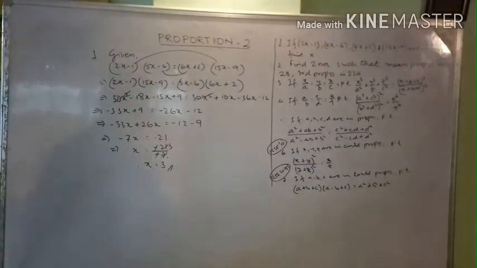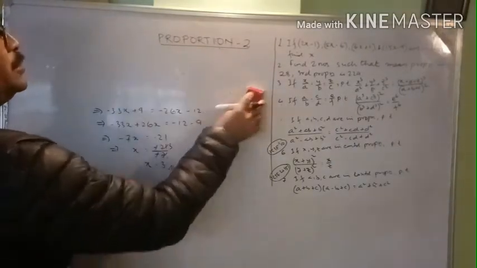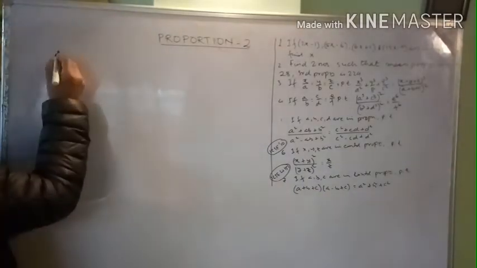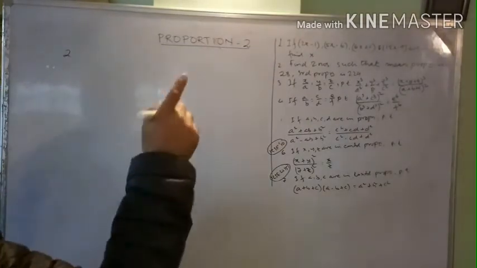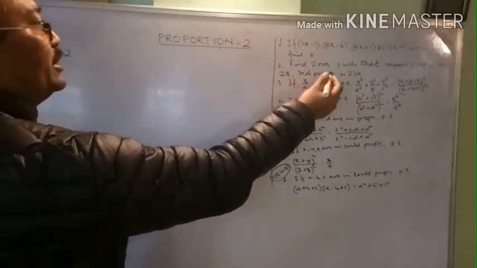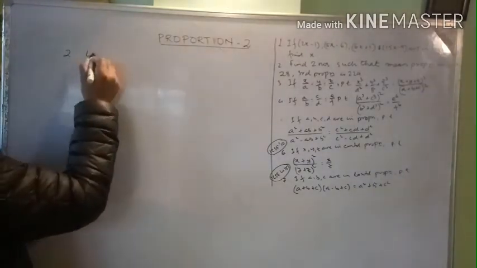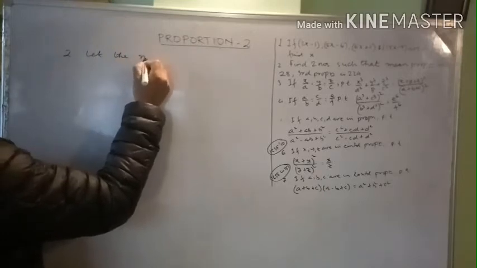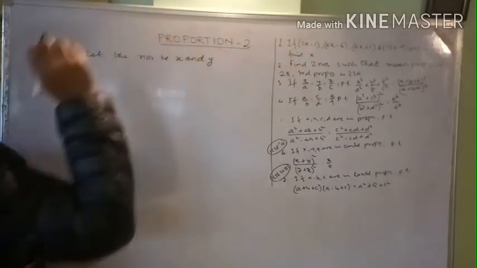Now another type we take, that is question number 2. Find two numbers such that the mean proportional between them is 28 and the third proportional between them is 224. We have to find two numbers. So let the two numbers be x and y.